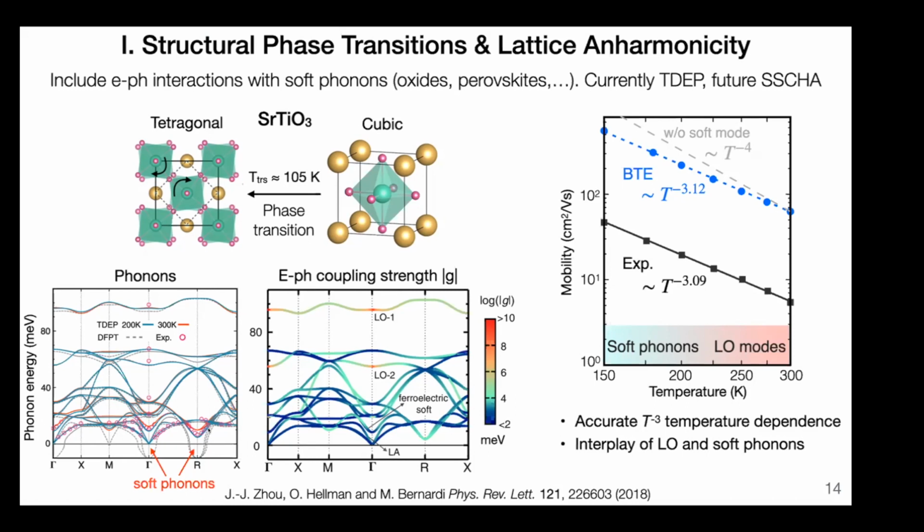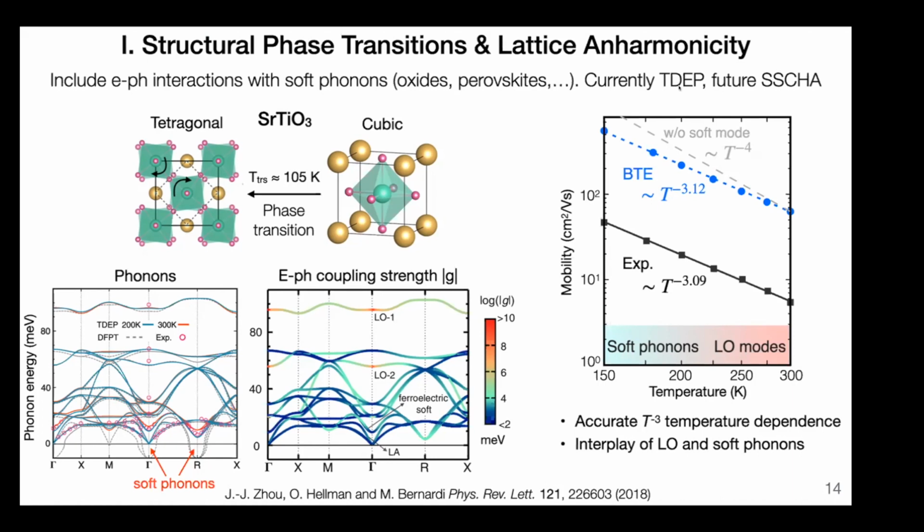And once we have accurate phonons, then we can compute the coupling for all modes, including the soft modes. And when one includes this anharmonic contribution, the Boltzmann equation in this case can accurately predict the temperature dependence of the mobility. You see that if you didn't include the soft modes, one would basically make a large error.